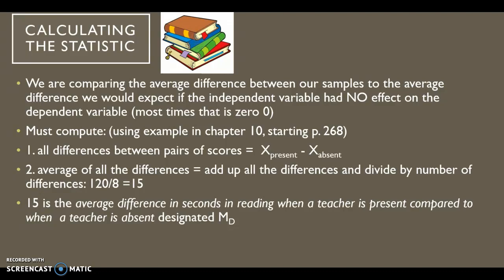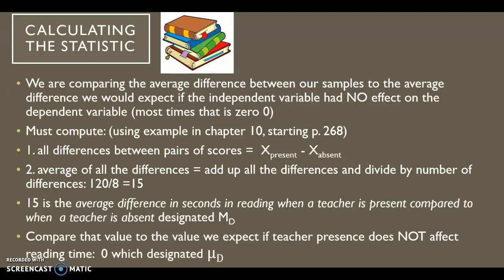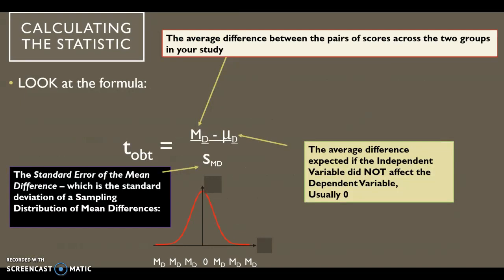We're going to designate that average difference capital M with a subscript of a D. So that's telling us that's a mean difference, or an average difference. We're going to compare that difference of 15 to a difference of 0, which is what we would expect if the status of the teacher, whether she was present or absent, had no effect on reading level. Is that 15 significantly different from a difference of 0? That's our question. Okay. So let's look at how we calculate the T.